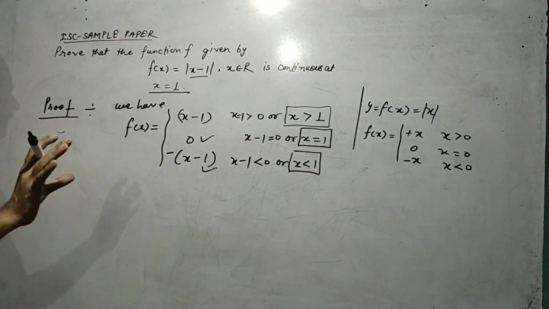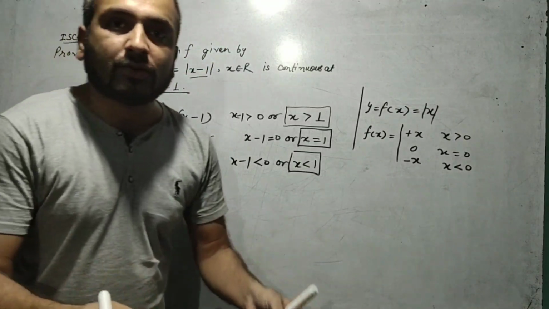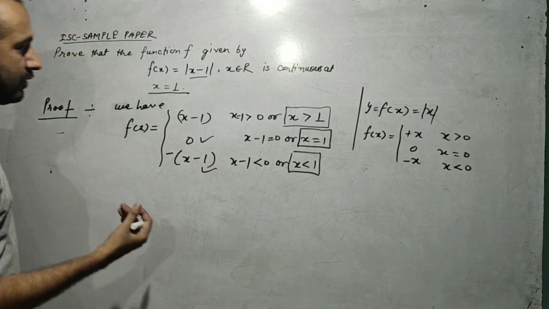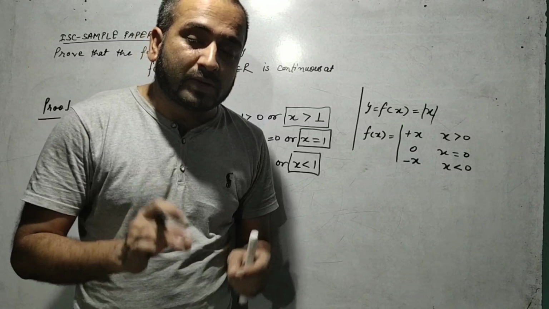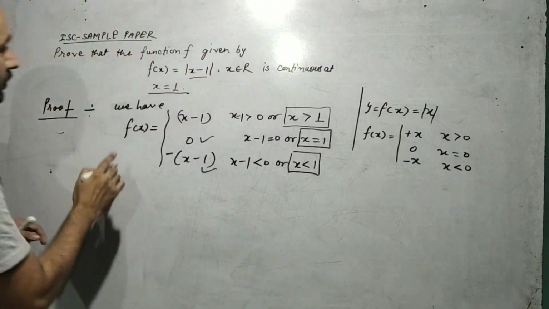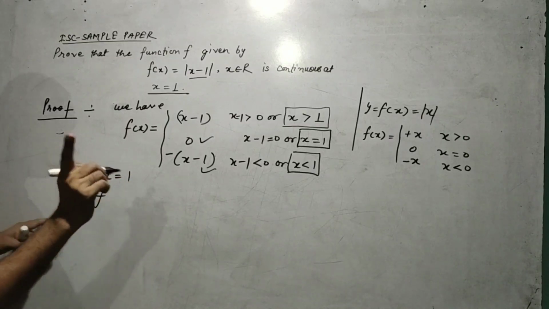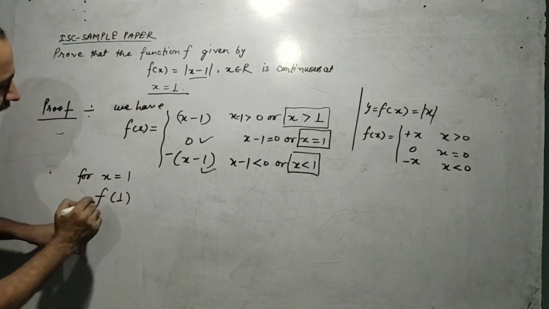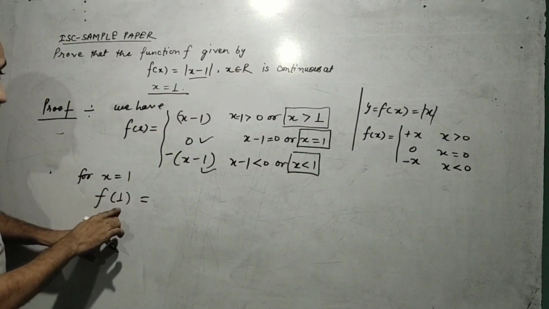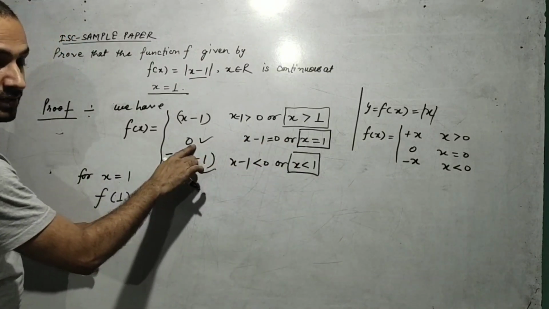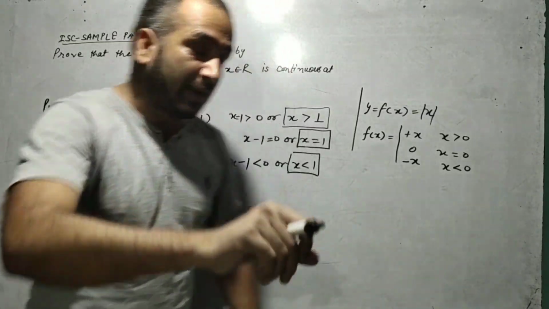Students, listen, I will also tell you with the help of a graph, but first, how will you write it on your examination copy? At first, for proving a continuous function, we find the value of the function at the given point. So for x = 1, what is the value of the function? At x = 1, the value of the function is 0. Is it clear, students?